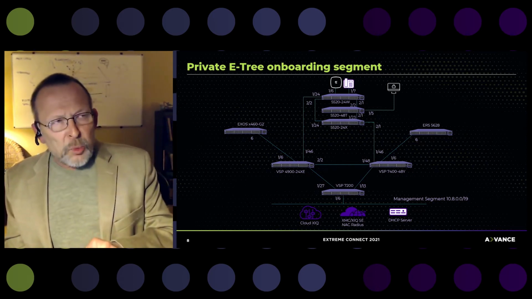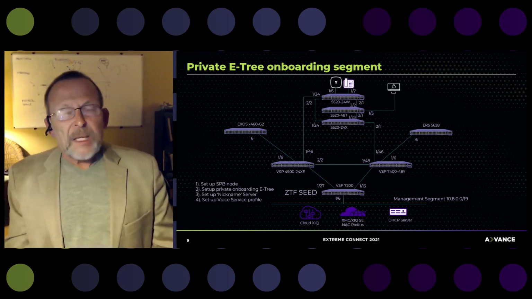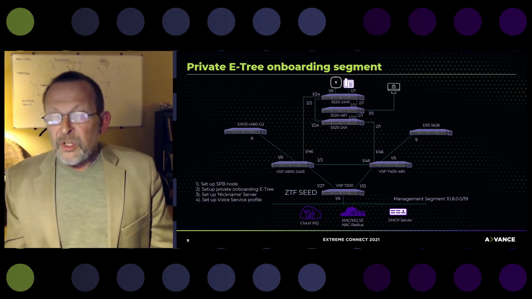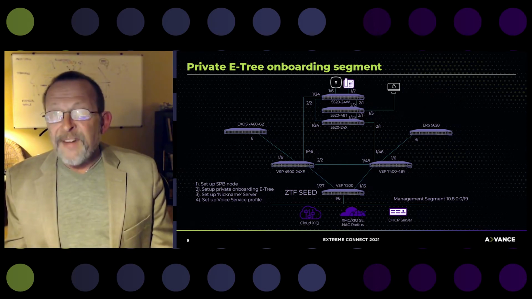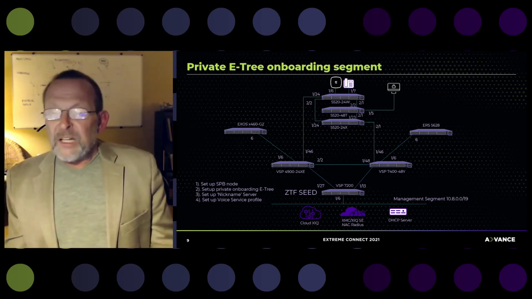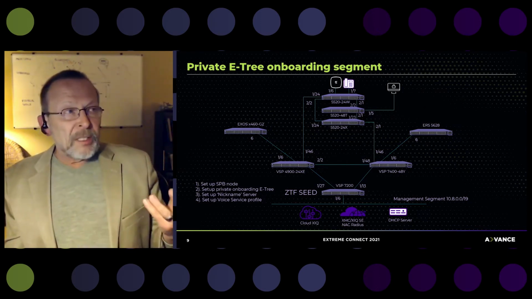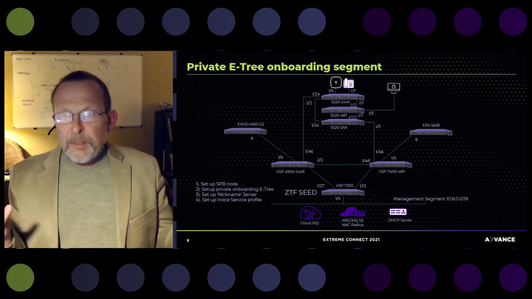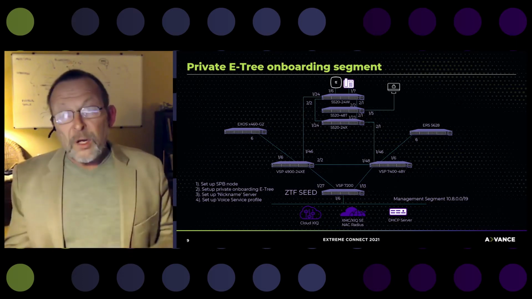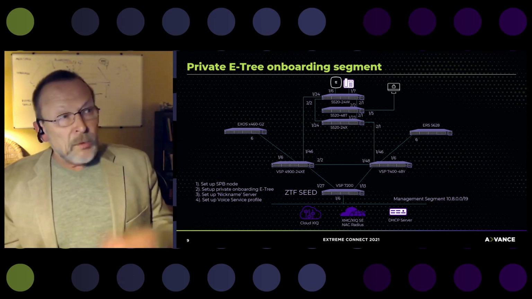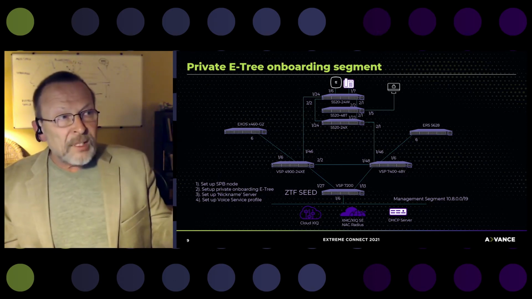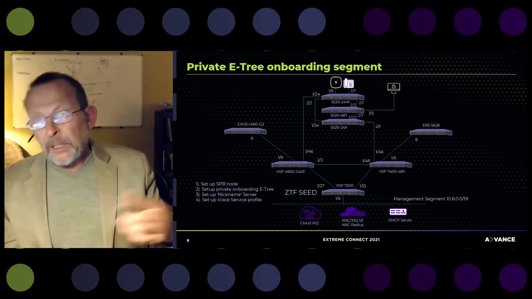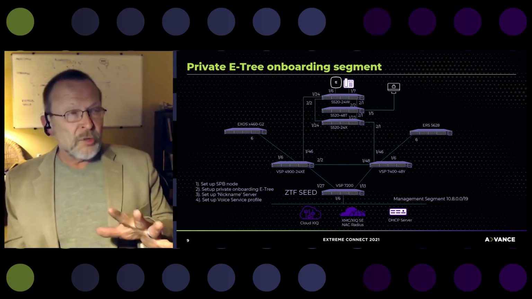Now, what we've done is we've gone to this 7200 and we've set it up as a zero-touch fabric seed. Now, that's fairly simple. We basically go up and do the normal setup of an SPB node, which could be as easy as run SPB. We also go in and we set up our private onboarding E-tree. And we can either go with the defaults or we can customize those.